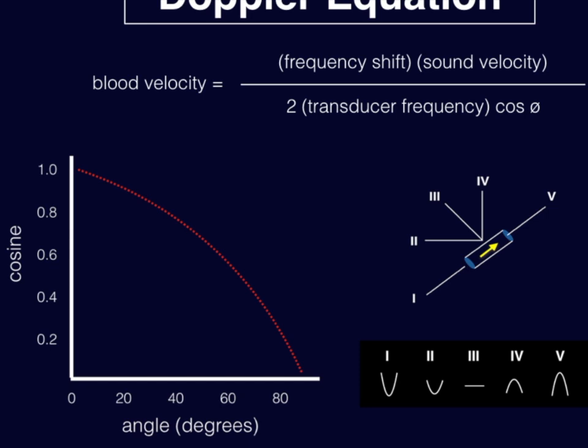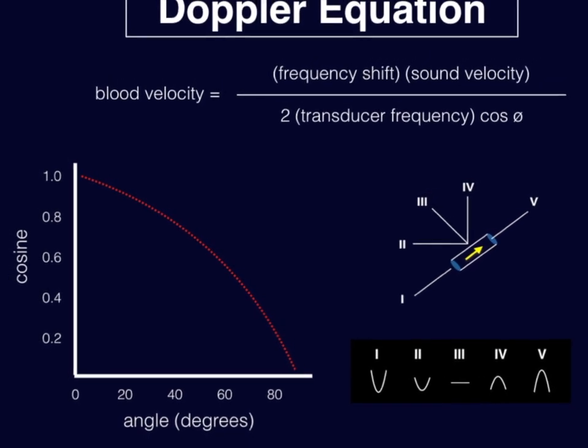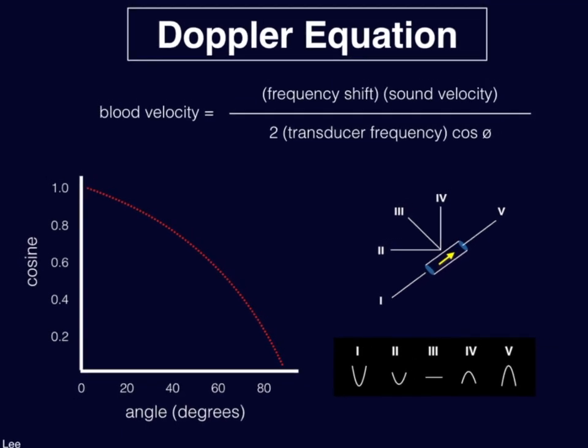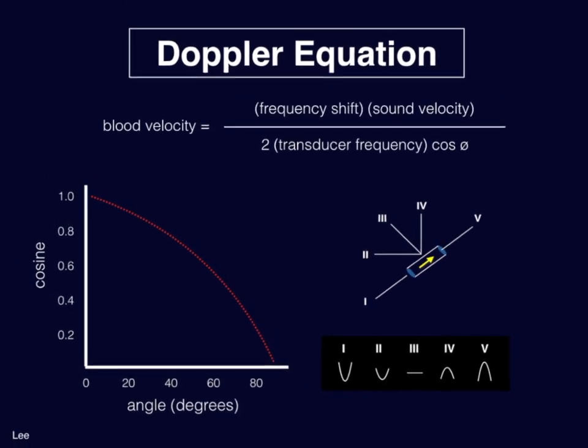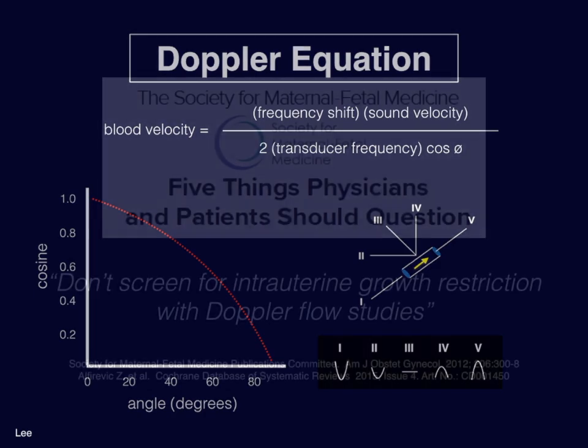However, transducer positions 1 and 5 represent the situation where the blood flow velocity would be the greatest since the cosine of 0 is 1. This explains a very important reason why the detection of blood flow or measurement of blood flow velocity is greatest when the transducer is in line with the direction of blood flow.